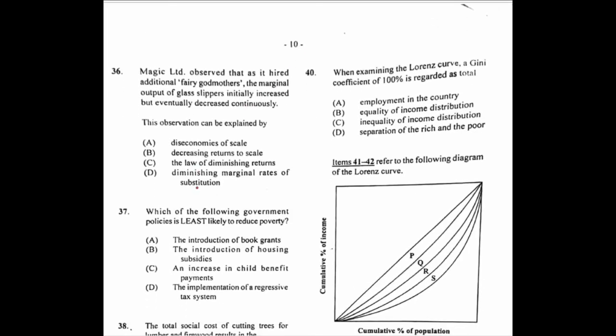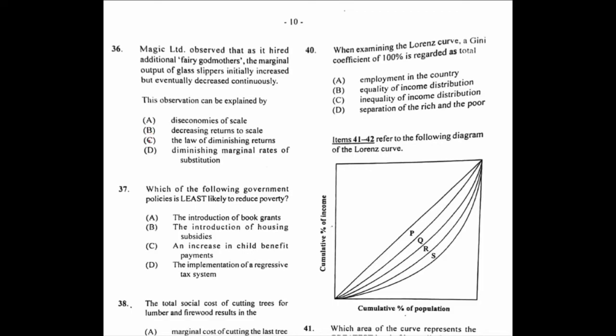36 says, Magic Limited observed that as it hired additional fairy godmothers, the marginal output of glass slippers initially increased, but then eventually decreased continuously. This observation can be explained by C, the law of diminishing returns. The law of diminishing returns states that as increasing variable factors are added to a fixed factor, the total utility will initially increase until it reaches a peak, and then from this peak it will eventually decrease until it is equal to 0.